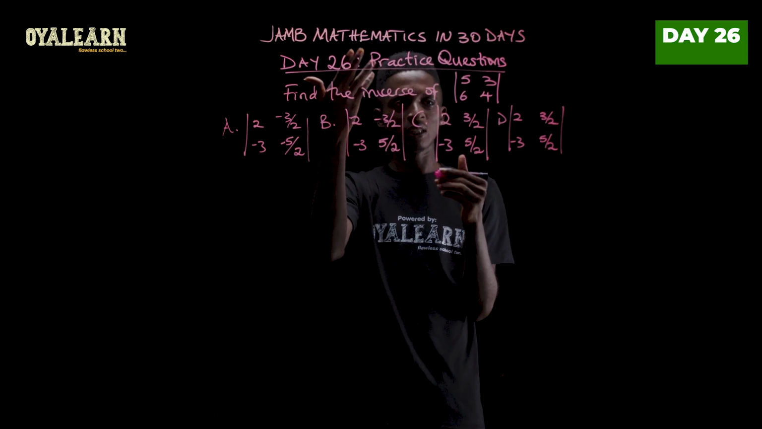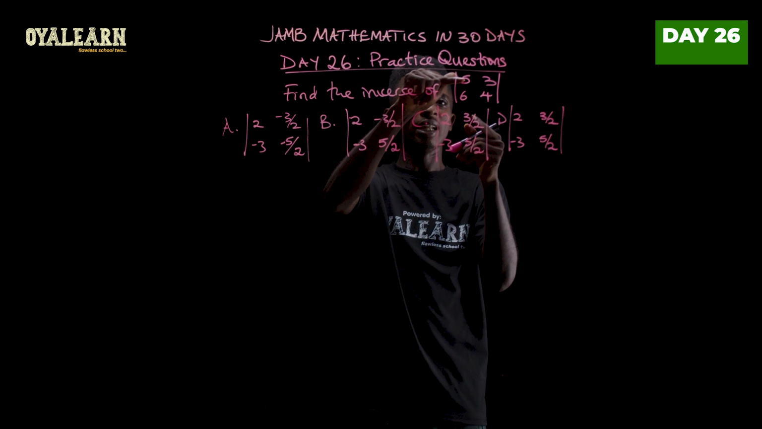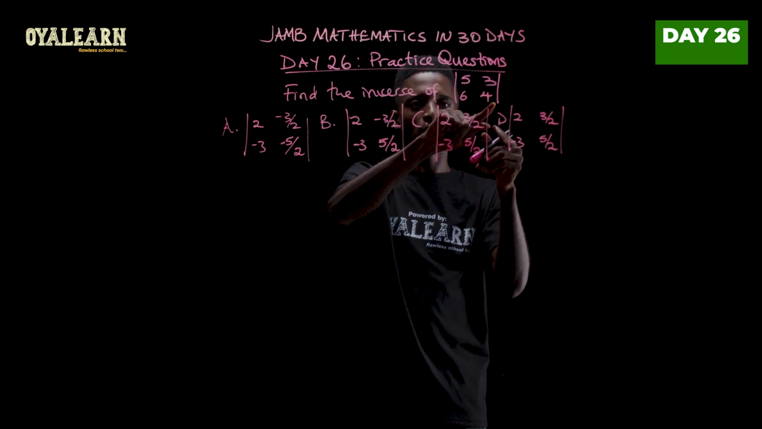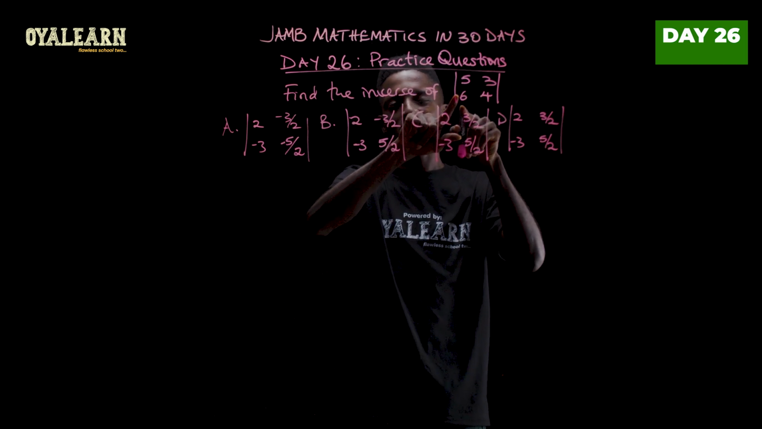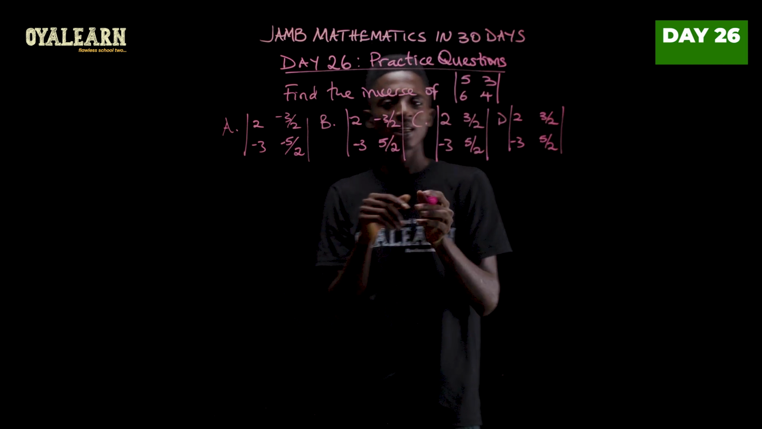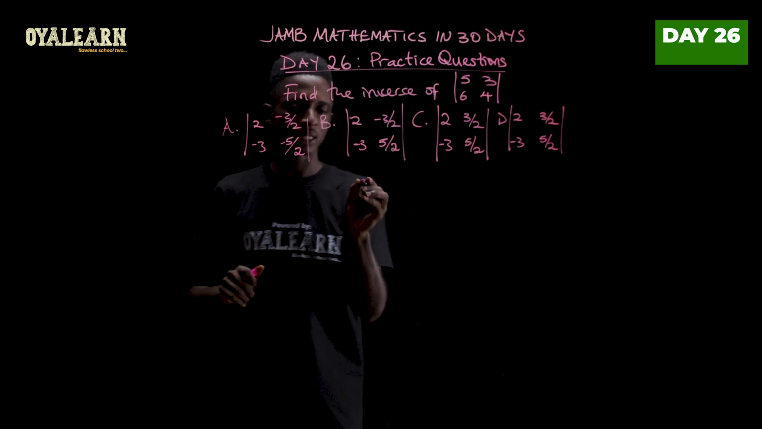And 4 divided by 2 will give you 2, because this will switch places. So we'll have 2 here. And then we'll have 5 over 2 here. Then this will be minus 3 over 2. Then this is minus 6 over 2, which is minus 3, right? So from there, we can already tell that our answer is B. But let me show you the workings here.